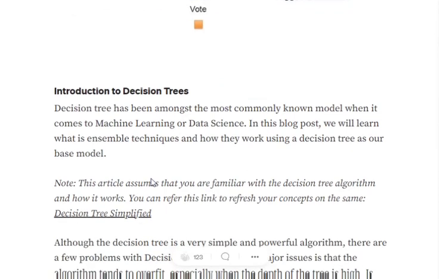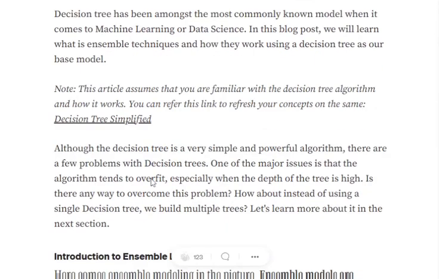Now the major reason why I'm talking about decision trees is that they are also considered weak learners. So what are weak learners? Weak learners are models that perform just better than random guessing, so their accuracy is better than 50%, you can take it in that sense.